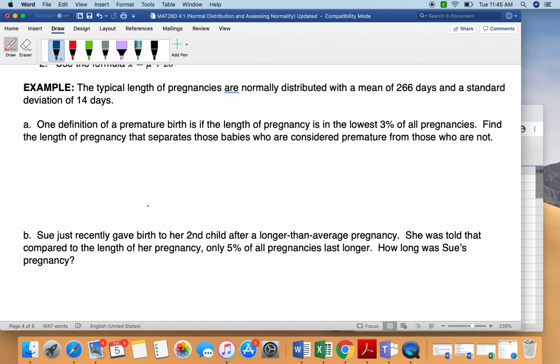In this video, we will learn to find values when the area is known. So again, we're going to look at the same problem, the typical length of pregnancies, and we have the mean is 266 and the standard deviation is 14. So mean, again, will be 266, and our standard deviation is going to be 14.